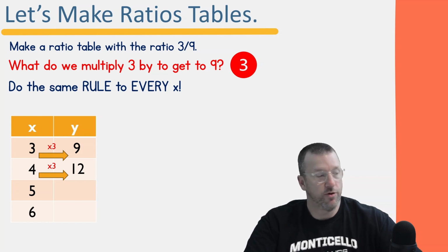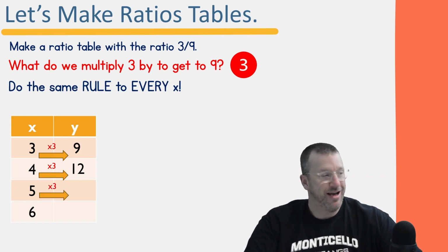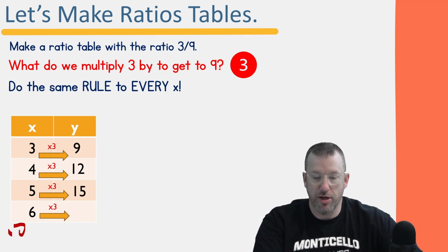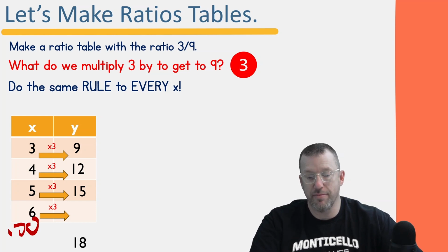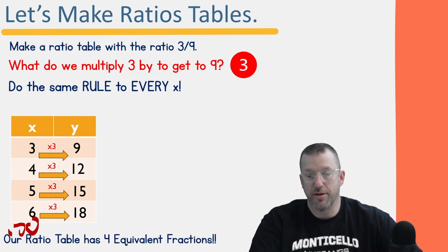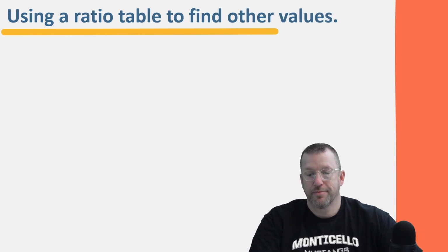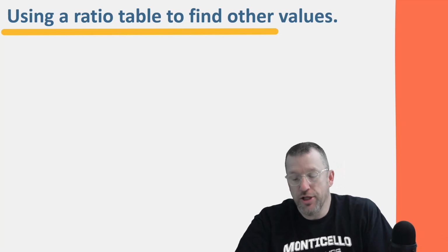So we multiply the 4 by 3, you multiply the 5 by 3, you multiply the 6 by 3. And you could even come down here and ask, what about 100? Wonder what that would have been. Well, if you multiplied it by 3, that would have been 300. So this is a proportional relationship. Next is how we can use that proportional relationship to find other values.